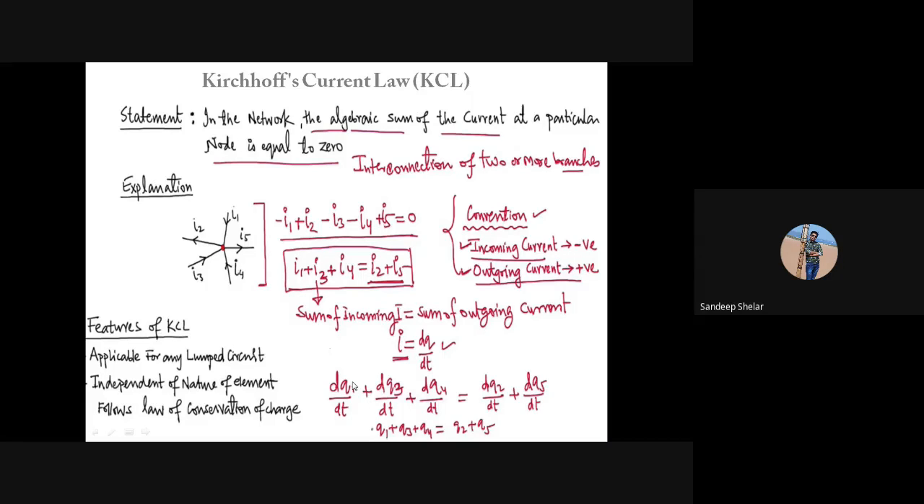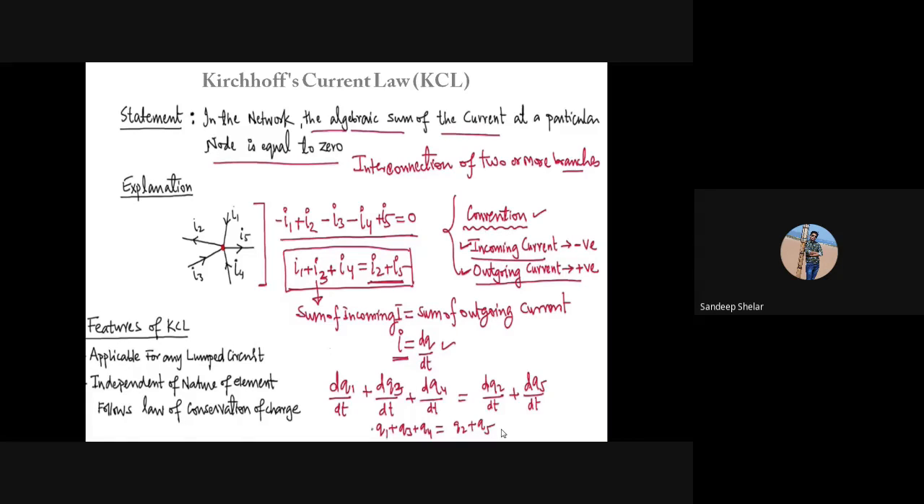That means the currents are I1, I3, I4, and I2, I5. In the form of charge, it is given by Q1 plus Q3 plus Q4 is equal to Q2 plus Q5. This is the Kirchhoff current law based on the rate of change of charge with respect to time, and the Kirchhoff current law also follows the law of conservation of charge. This is the overview of the Kirchhoff current law.